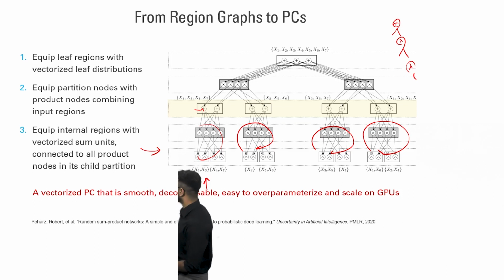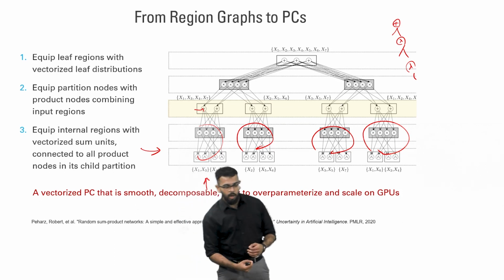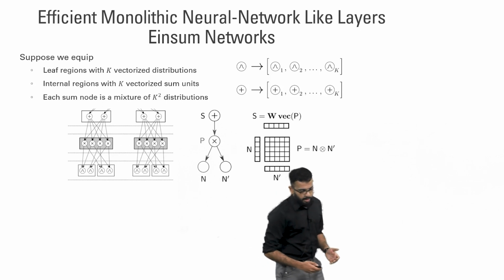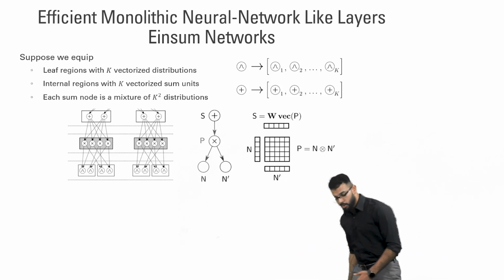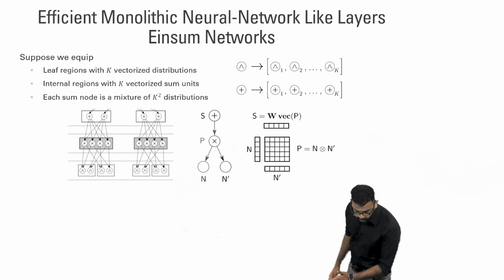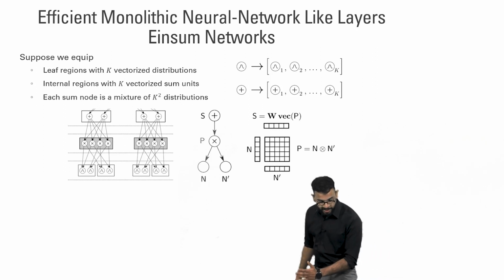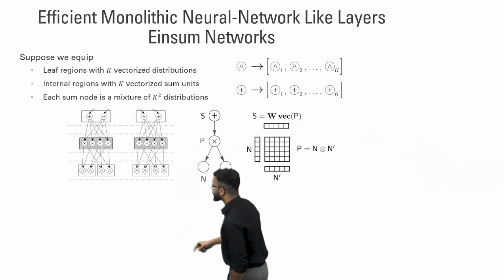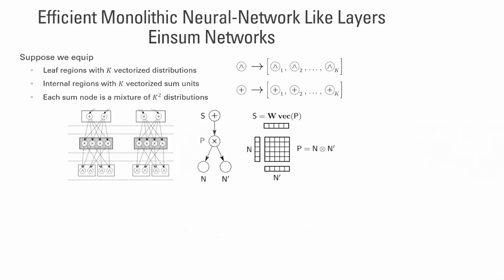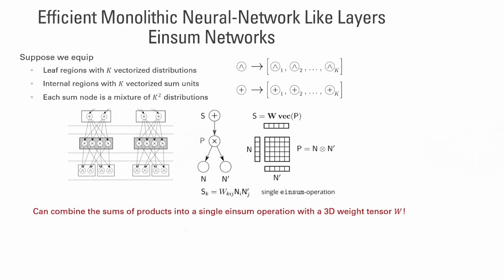Can you do something better to improve how these computations are done and to make things much cleaner and more efficient? That is the idea of using the Einstein notation here. And what results is called an Einstein network, right? So you can combine the operation of doing products and then taking a summation over these products into a single operation, which is called an Einstein operation, right?